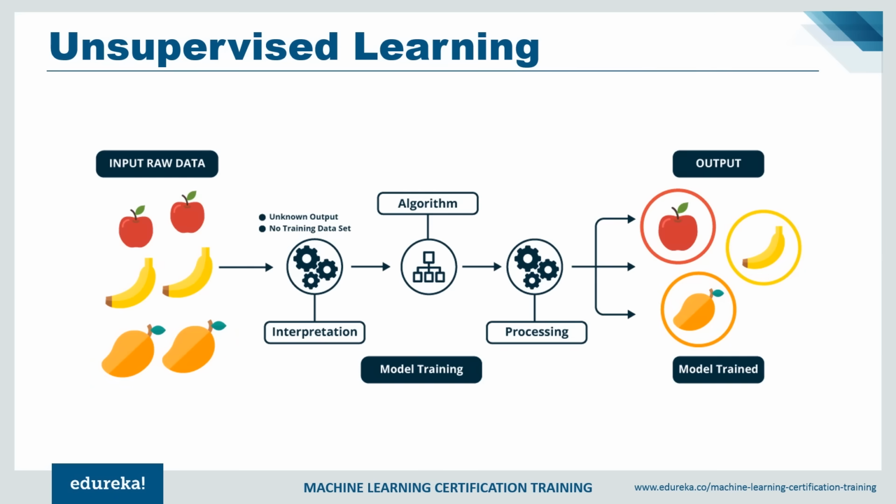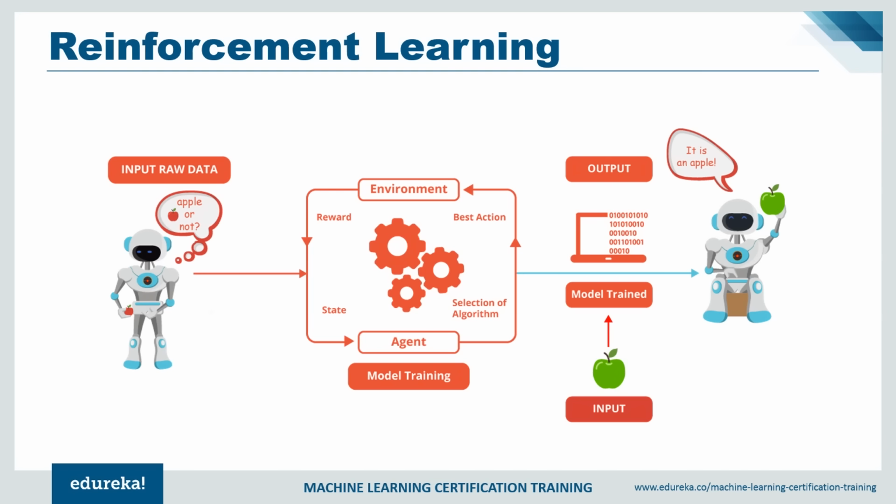Now, the third type of learning which we have here is reinforcement learning. Reinforcement learning is the learning by interacting with a space or an environment. It selects the action on the basis of its past experience, the exploration, and also by new choices. A reinforcement learning agent learns from the consequences of its action rather than from being taught explicitly. So, if we have a look at the example here, the input data goes to the agent, where the agent selects the algorithm, it takes the best action from the environment, gets the reward, and the model is trained.